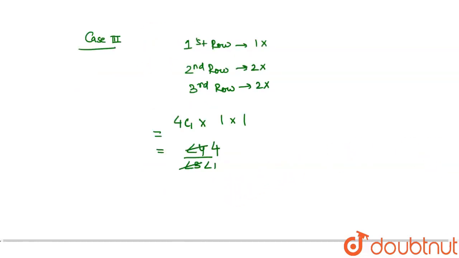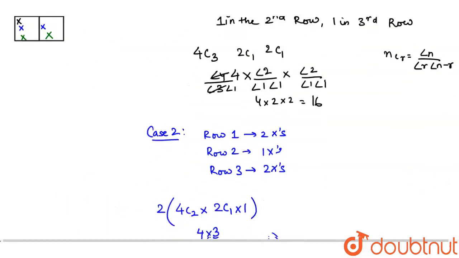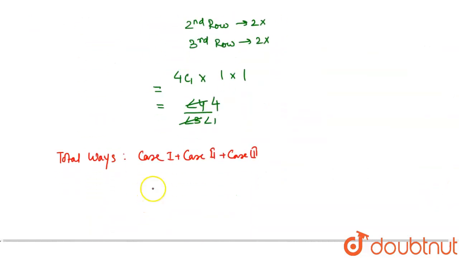So how many are the total ways? Let's calculate the total ways. Total ways can be calculated by case 1 plus case 2 plus case 3. In case 1, what did I get? 16. In case 2 I got 24. So 16 plus 24 plus case 3, which is 4. So 16 plus 4 is 20, plus 24 is what? 44. So 44 is the total number of ways. I hope you understood the explanation.